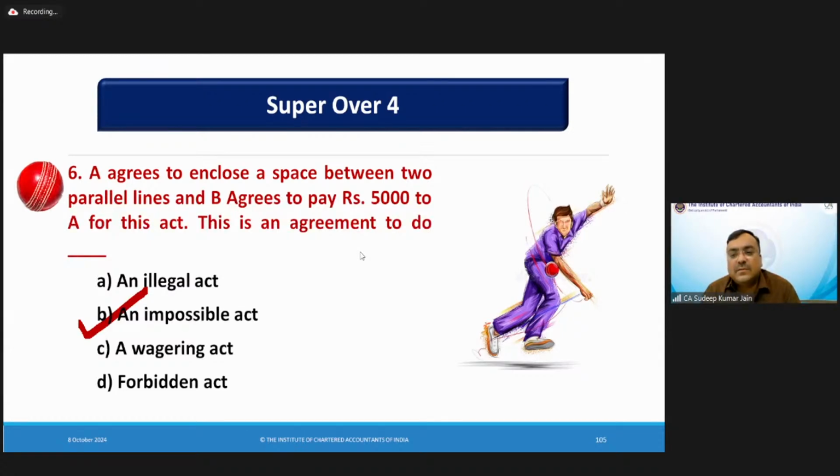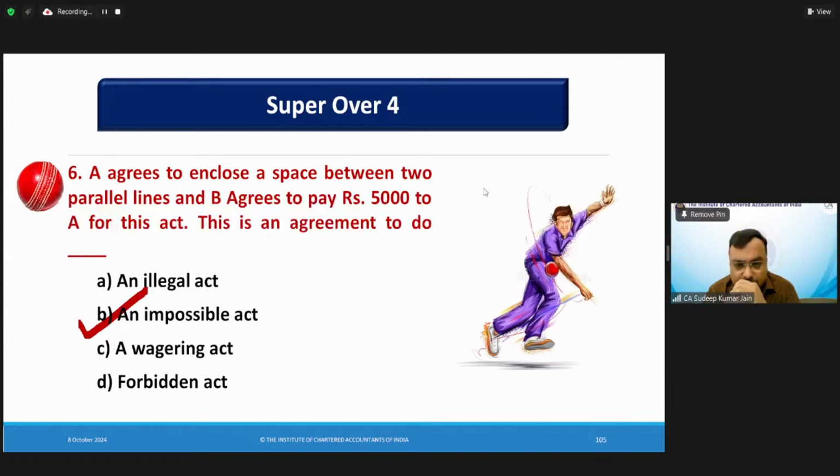सर 6th one एक बार आप अच्छे से समझा सकते हैं? Let's see. 6th one: agree to enclose a space between two parallel lines. दो parallel line है ना जिनमें space बराबर होता है. अब क्या वो स्पेस खत्म किया जा सकता है? अगर वो खत्म हो जाएगा तो पैरेलल लाइन ही नहीं होंगी. इसलिए दिस इज द इम्पॉसिबल एक्ट, राइट? क्लियर हुआ बच्चे?